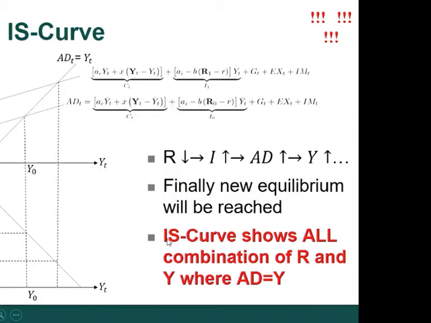So it's showing us in the graph basically all combinations of interest rates, so any kind of interest rate that is giving us an equilibrium between aggregate demand and GDP, and therefore a certain amount of GDP. All the combinations between R and GDP where we have this in equilibrium, aggregate demand equals GDP. And by the way, it might be worth writing that down here too.